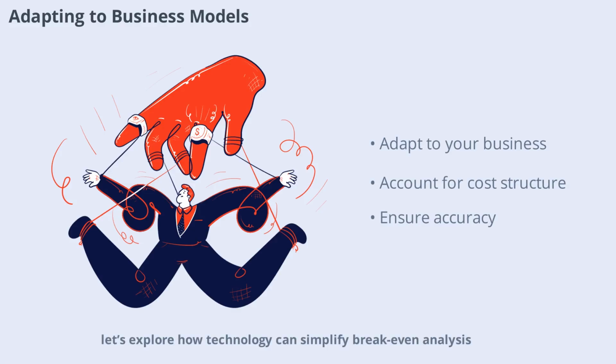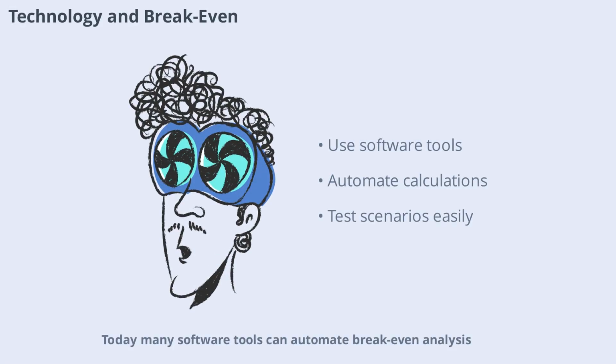Next, let's explore how technology can simplify break-even analysis. Today, many software tools can automate break-even analysis, making it faster and more accurate. These tools allow you to input your costs and prices, then instantly see your break-even point and test different scenarios. Leveraging technology saves time and reduces errors, so you can focus on making strategic decisions.